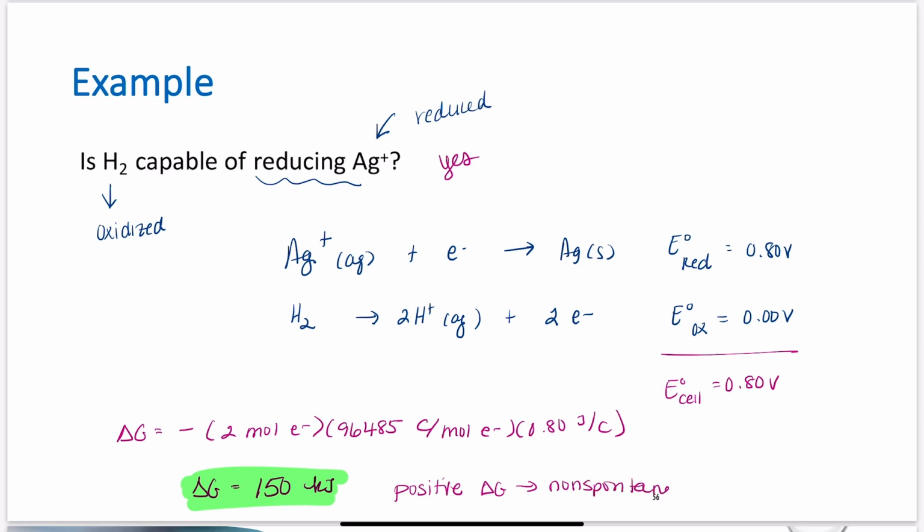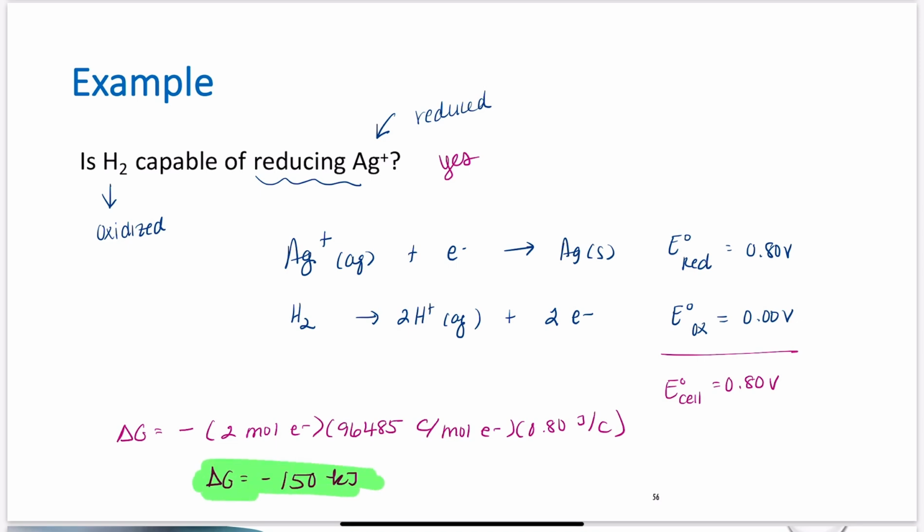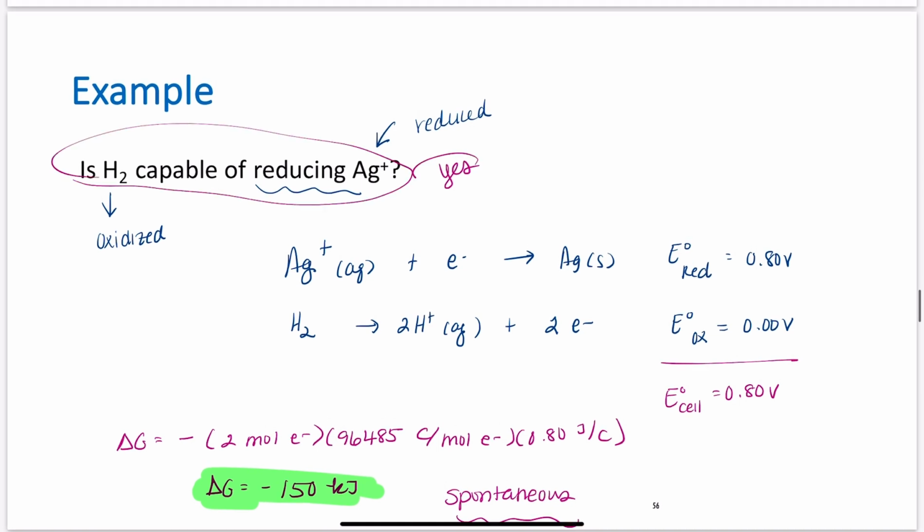Or, sorry. I forgot the negative in front. That was a mistake I made. I forgot to plug the negative in when I was doing it. I apologize. Delta G is a negative 150 kilojoules. It is a negative value. So yes, it is spontaneous. And because it's spontaneous, that means that yes, this is capable of reducing silver plus.